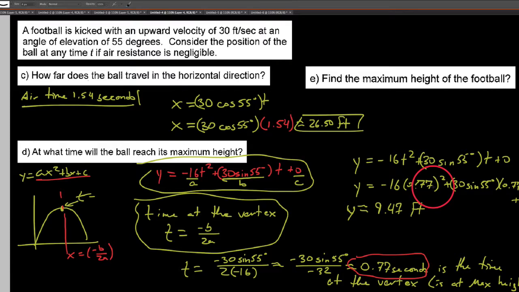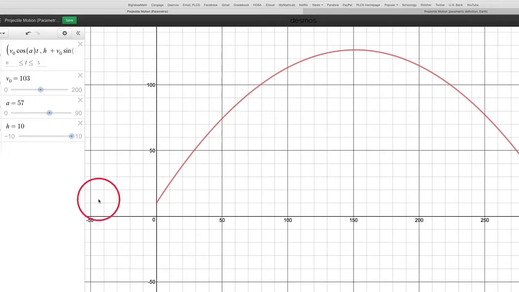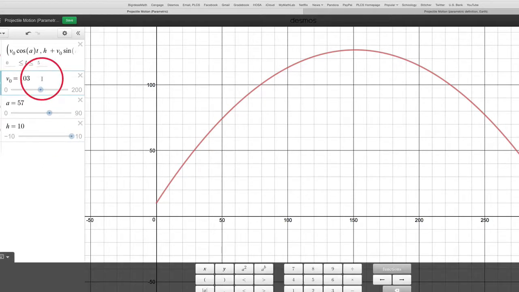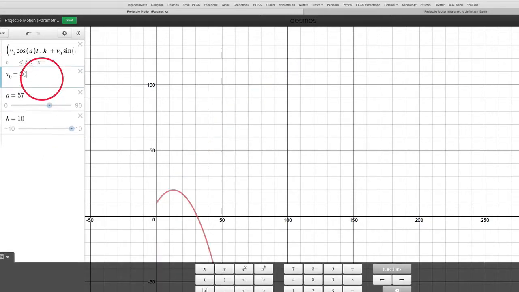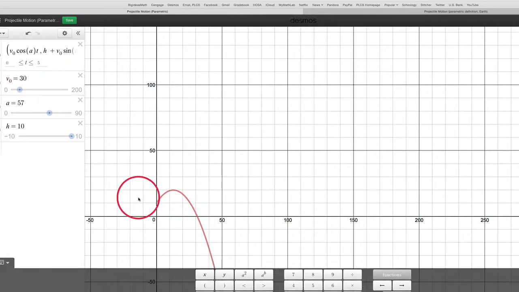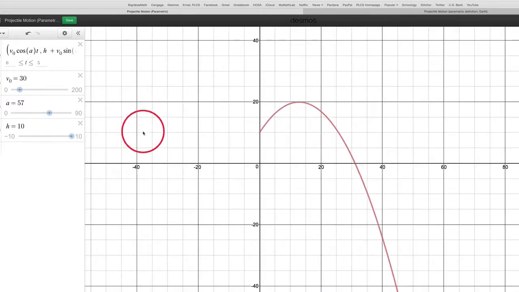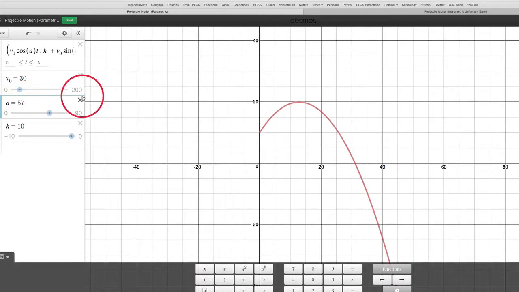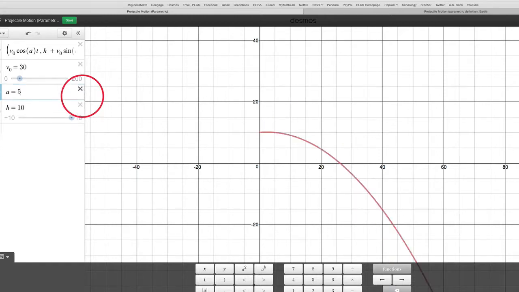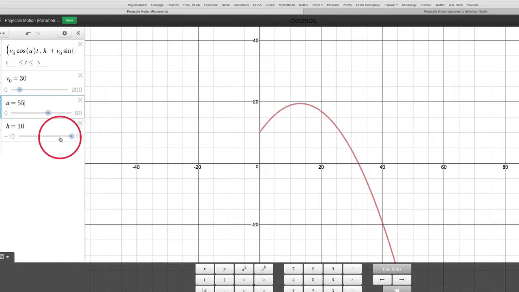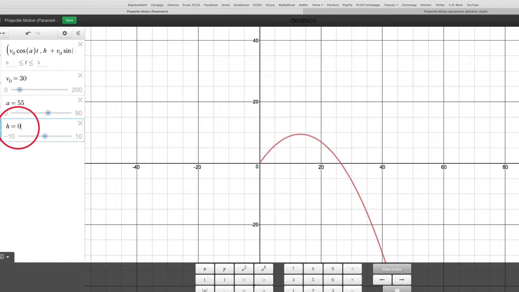So that 9.47 feet is not very high off the ground, but why did this happen? Well, you didn't kick it very hard: 30 feet per second at a 55-degree angle. If I go put this in, 30 feet per second would greatly reduce the amount of force we're putting on this ball or projectile. And we did it at a 55-degree angle, with an initial height of 0.